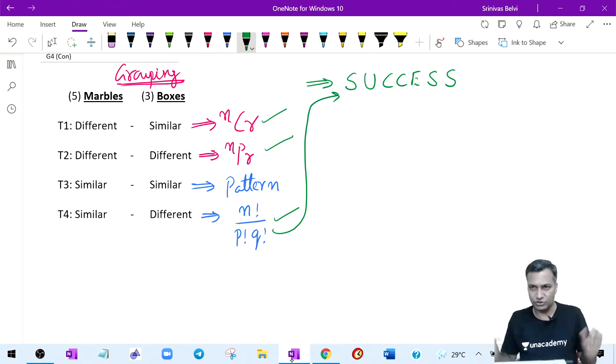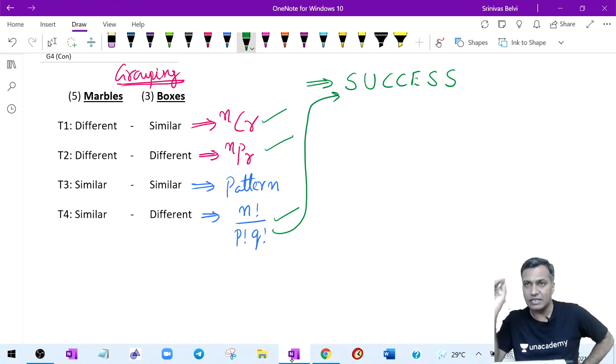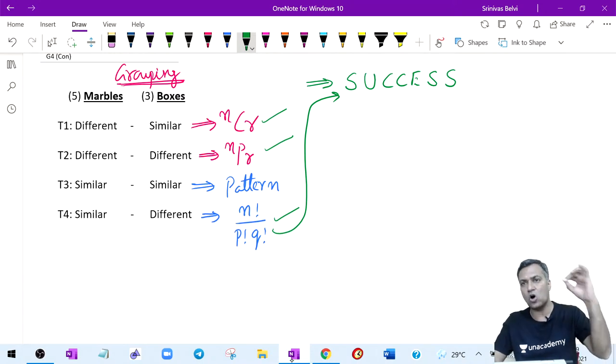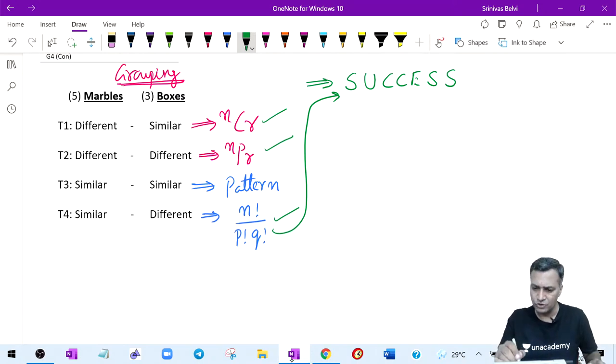I'm giving an illustration to this. Just listen, because we're getting into the groove of it. How many seven letter words can be formed by using all the letters of the word success? Simple. So what do you do?